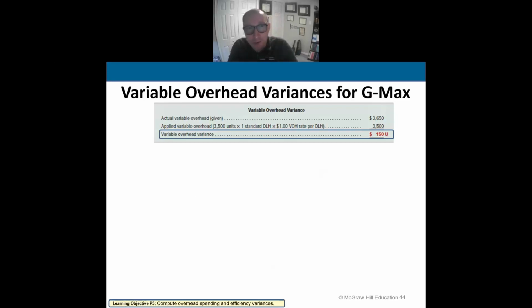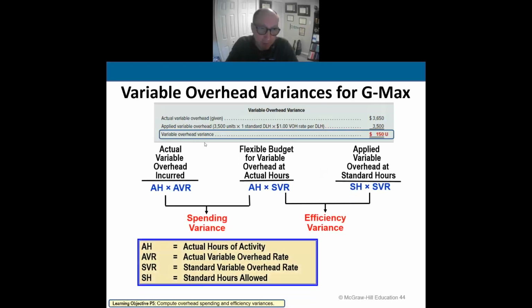But the overhead variances are pretty straightforward. You know, we're taking the actual minus the applied or the expected, and we can see the difference in overhead variance. That's what variance means, difference. So how do we find the variable overhead variances?